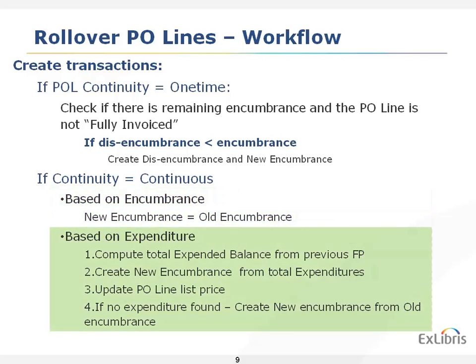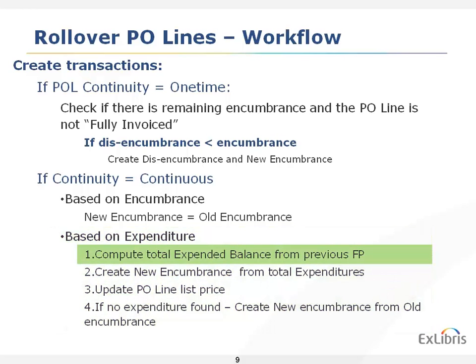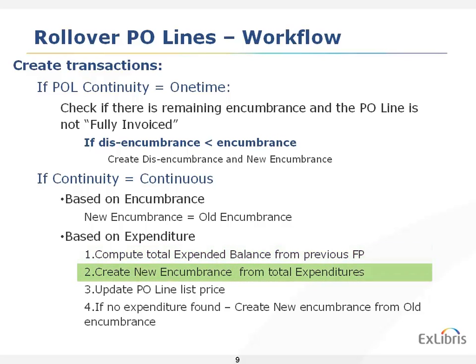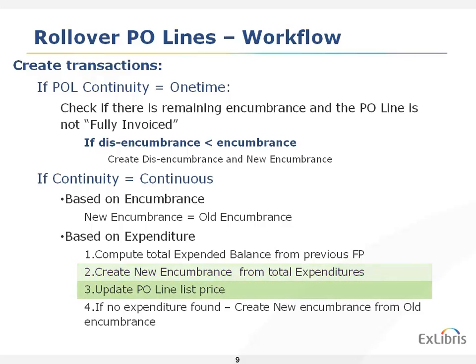But if user selected based on expenditure, Alma will compute the total expended balance from the previous or the source fiscal period. It will create a new encumbrance from the total expenditures, update the PO line list price. If the new encumbrance and the PO line price are different, in order to prevent the PO line from being under or overfunded, we need to update the PO line price.